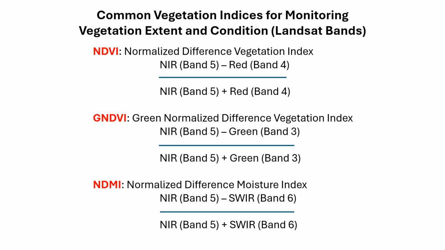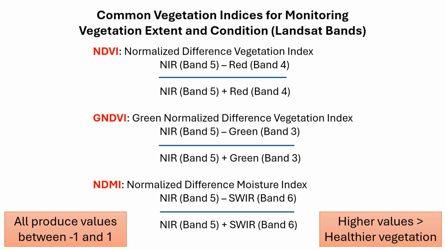Here are the formulas used to calculate the indices. The bands shown are Landsat image bands. The indices are all normalized, meaning that when using these scaled and corrected images of a previous tutorial, all produce numerical values between -1 and 1, with higher values indicating healthier vegetation.